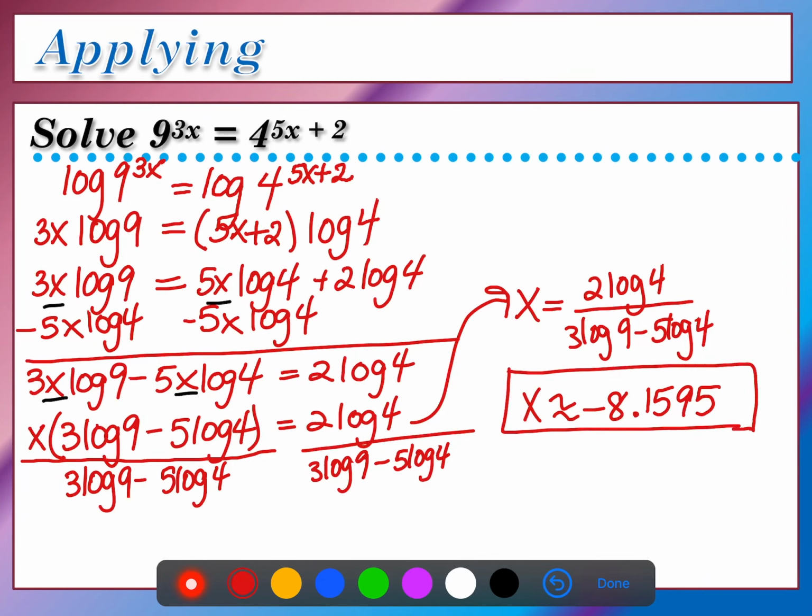Okay, final answer there. So the trick step was over here where I took that variable out as a GCF. Okay, and when you have an exponent on both sides of the equation, that's what you're going to end up having to do. So you want to get those variable terms to the same side of the equation.